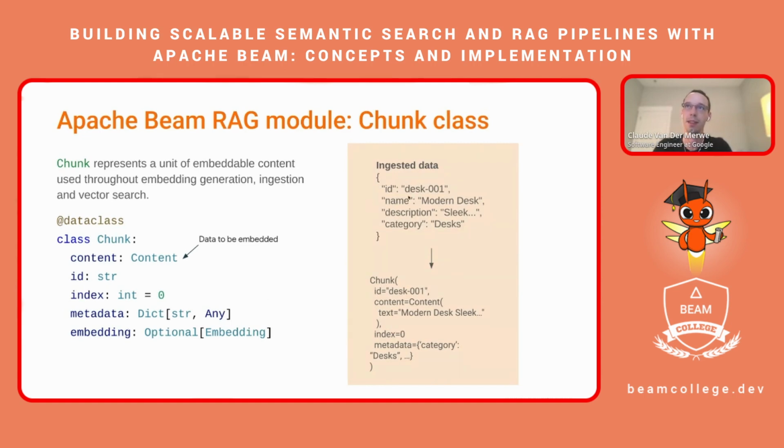So here's an example of what ingested data might look like. For a product catalog, you have a desk, you have its name, a description, and a category. And the ID might stay the same. The content you want to embed might be this description along with the name, and the metadata is the category.